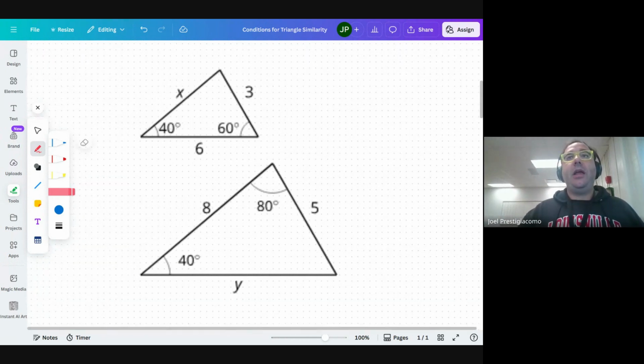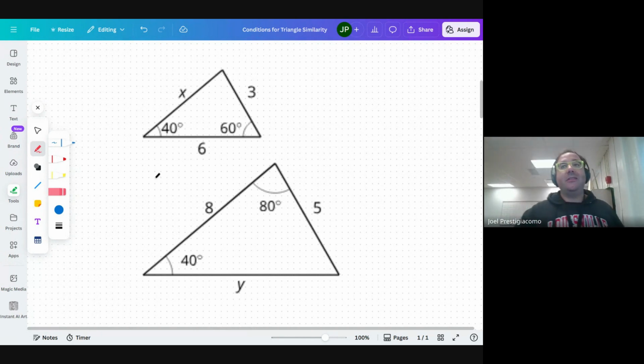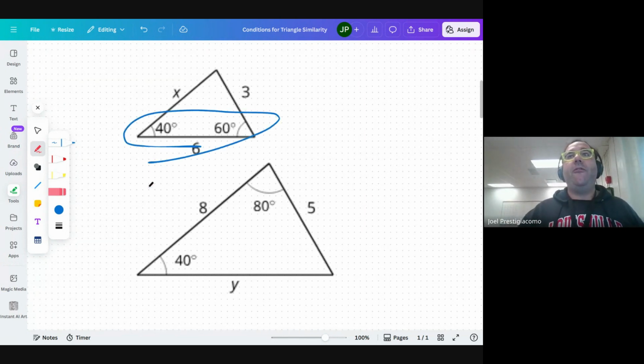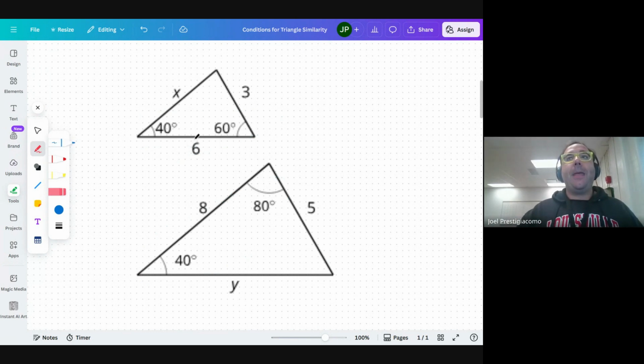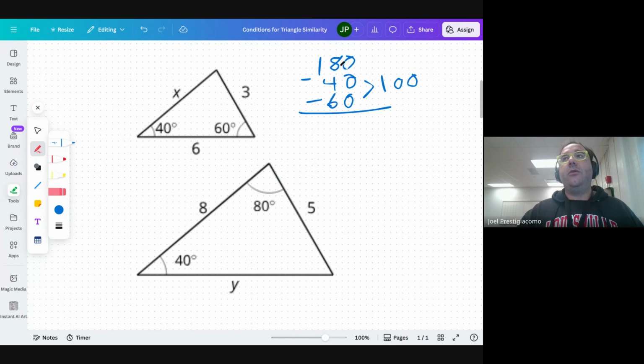A common way that a problem may be given to us is that we're given two angles in a problem, and initially you may see, okay, well 40 and 60 are different than 40 and 80, aren't they? Well, they're not the same, so you might be tempted immediately to say, well, these aren't similar triangles. However, because of the issue with 180, if I were to say, okay, what about 180 minus 40 minus 60? What's left? Well, together this makes 100 degrees. So 180 minus 100 is 80.